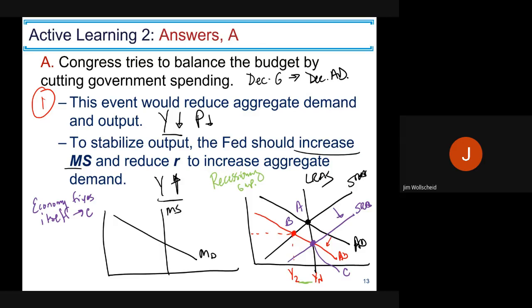However, most of the time we're impatient, and we want the problem fixed now. So how does the Fed fix the problem now? Well, it's going to have to shift aggregate demand, moving us from point B to point A. So it's going to try to shift aggregate demand to the right. And it does that by increasing the money supply. The interest rates fall. And when the interest rates fall, investment and consumption rise, as does aggregate demand.